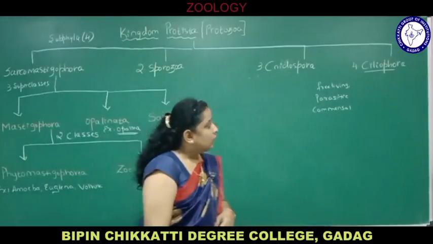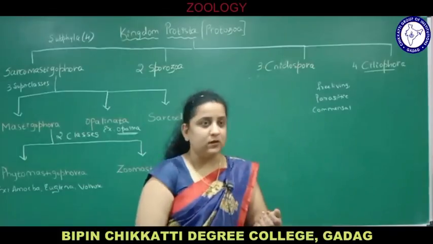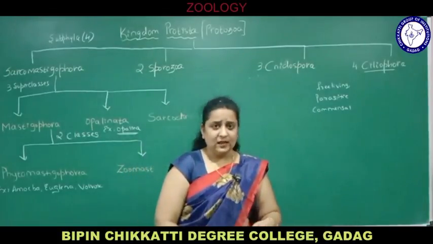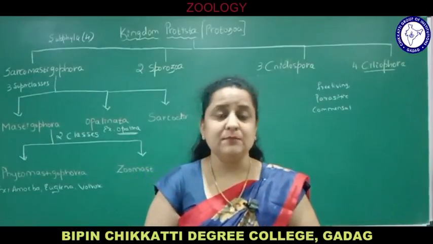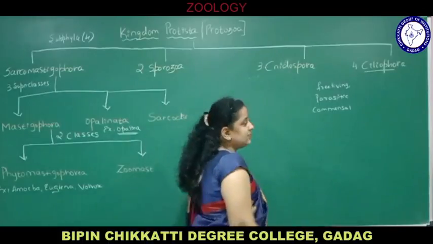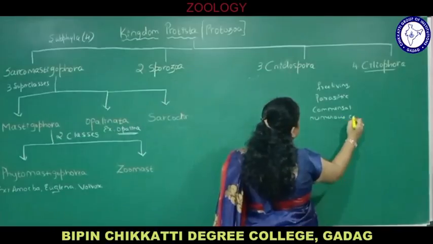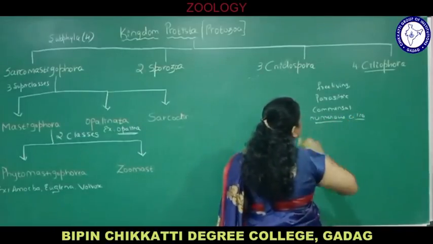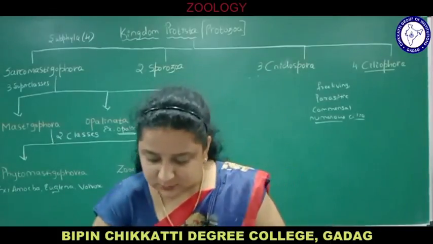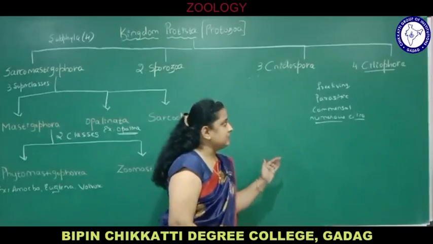Next, coming to their nutrition: they have a heterotrophic mode of nutrition, depending on others for food. Reproduction takes place by sexual as well as asexual reproduction, and here gametes are absent. Sometimes it takes place by conjugation also. Locomotion is by cilia, because the body is covered by numerous cilia. Gametes are always absent, and they are free living, parasitic or commensal.